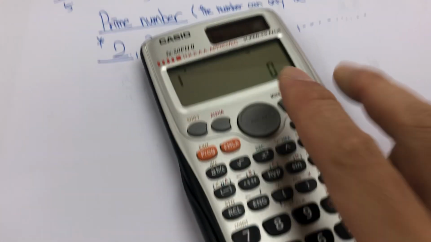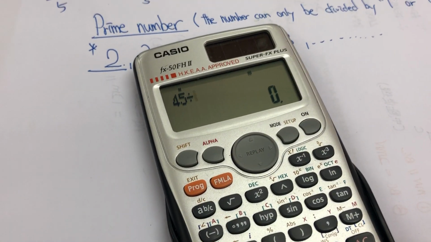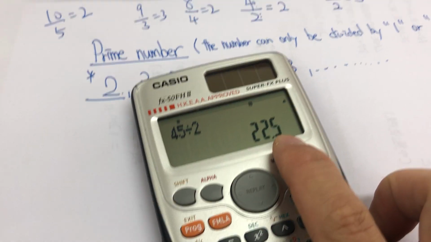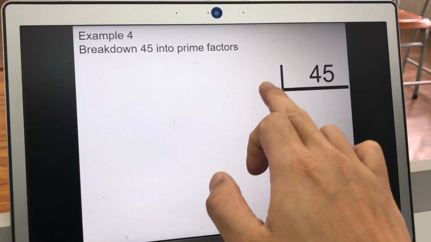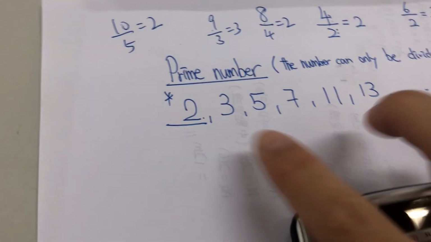So it seems that 45 cannot be divided by 2. Let's see, 45 divided by 2. Oh, that's a decimal number. So 45 could not be divided by 2 completely. Therefore, you should try the next prime number.